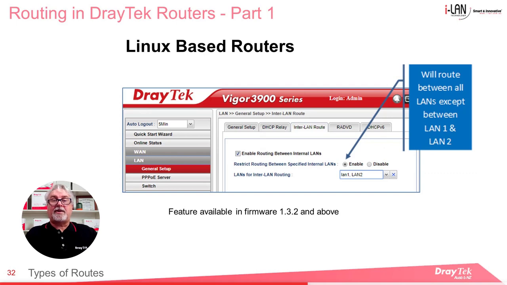In Linux-based routers such as the Vigor 3900, 2960 and 300B, the menu options are different. By default, enabling routing will route between all VLANs. In the older firmware, we had to use firewall rules to stop routing to certain VLANs, but with more recent firmware versions, you can now select LANs to exclude from the routing.